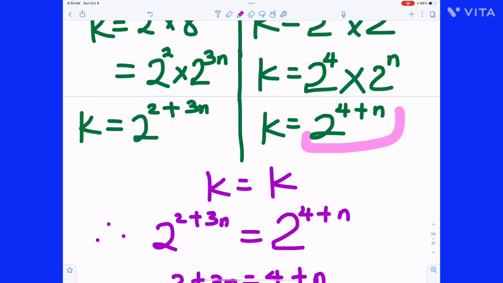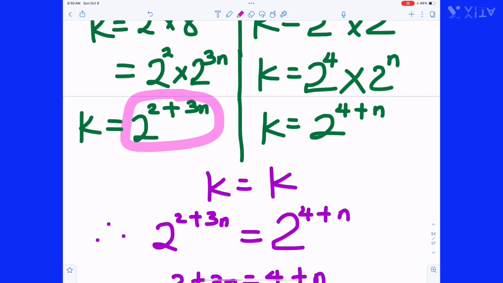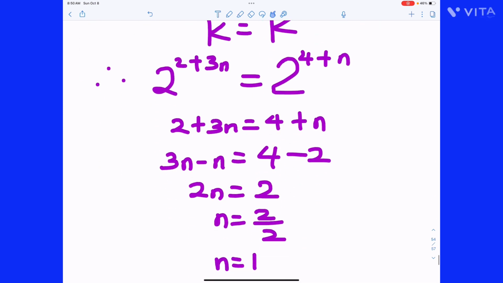So we equate 2 raised to the power 2 plus 3n to 2 raised to the power 4 plus n. Are you getting that? So bases will go out, powers will be the same. If these expressions are the same, it means the powers too are the same. So 2 plus 3n is 4 plus n, 3n minus n is 4 minus 2, n is 1.